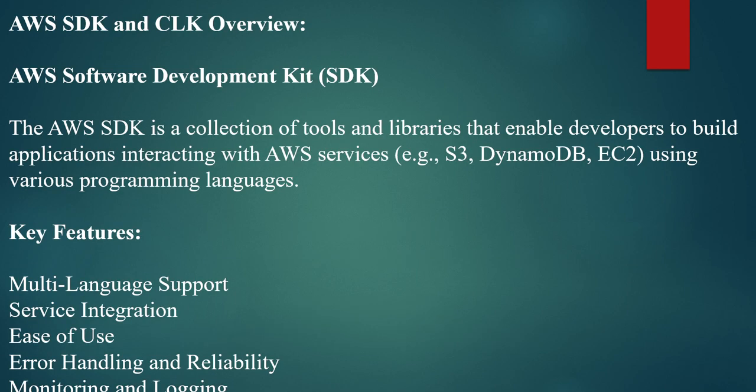At first, the AWS Software Development Kit is a collection of tools and libraries that enable developers to build applications interacting with AWS services, for example S3, DynamoDB, EC2, using various languages. Key features are multi-language support, service integration, ease of use, error handling, and reliability.